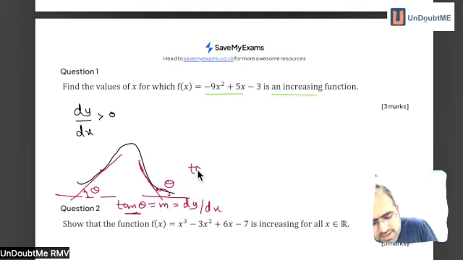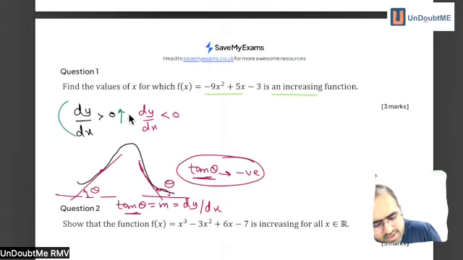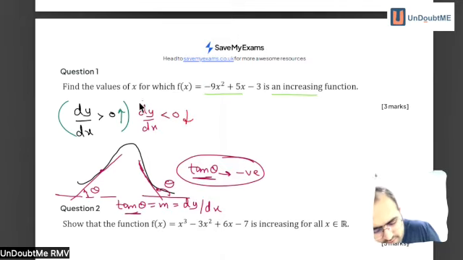So an obtuse angle will have tan theta as negative, because in the second quadrant tan theta is negative. That's why dy by dx will be negative when the function is decreasing. So when the function is increasing, dy by dx is positive. All of you, please write this down: dy by dx is negative when the function is decreasing.